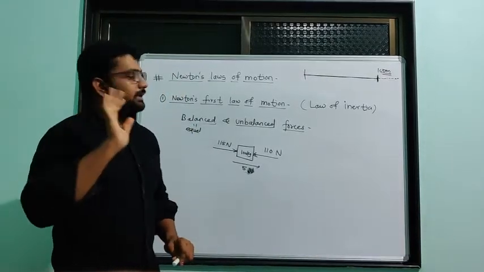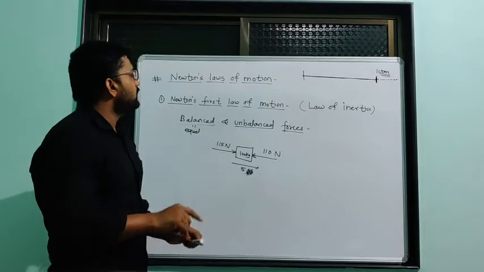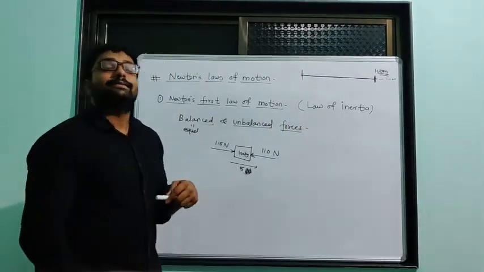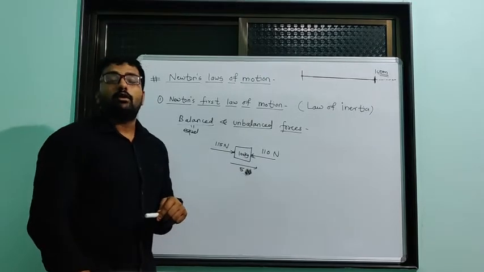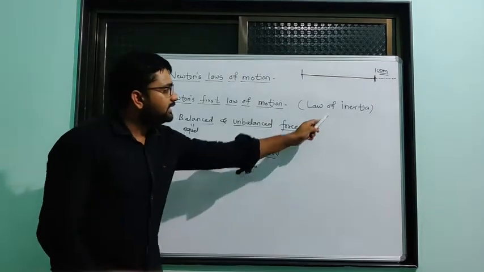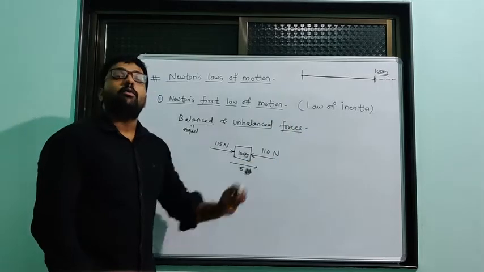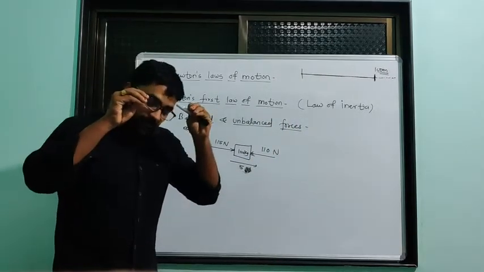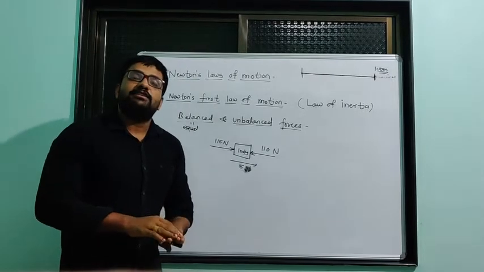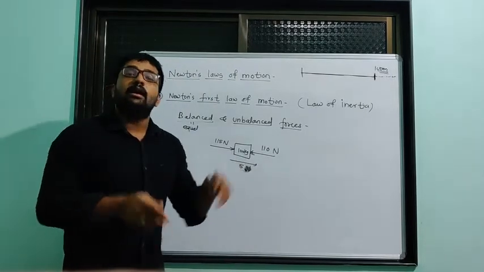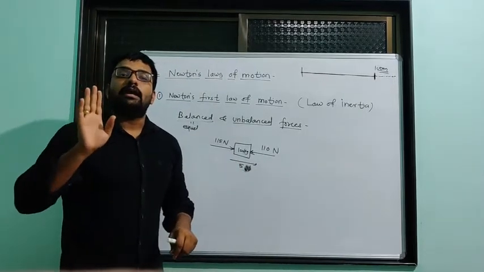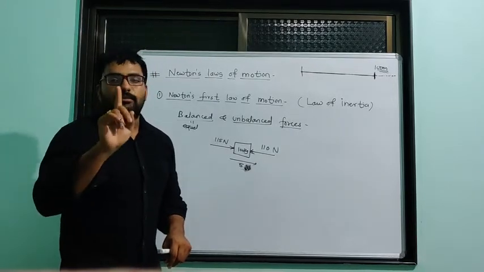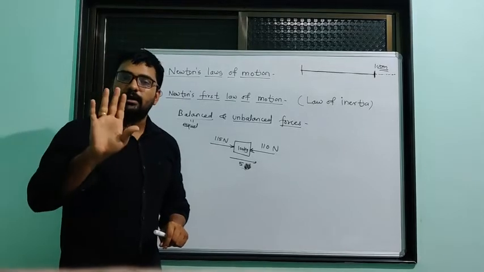So simply, Newton's first law of motion is also called the law of inertia, and it tells us about the property of all massive bodies, that is inertia: an object tries to remain in its particular state, whether it is stationary or moving, until we apply some external unbalanced force. That statement you have to remember.